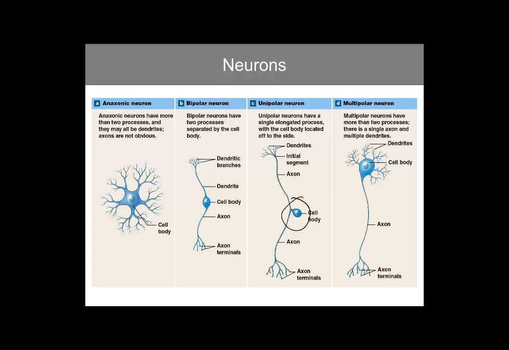And then, of course, the multipolar neuron is the one that we're most familiar with. This is the most common neuron in the central nervous system. And in this, you have a cell body with multiple processes: dendrites and an axon.